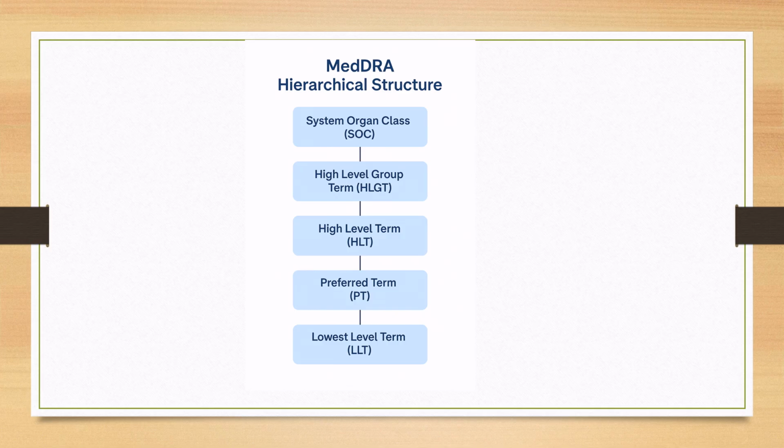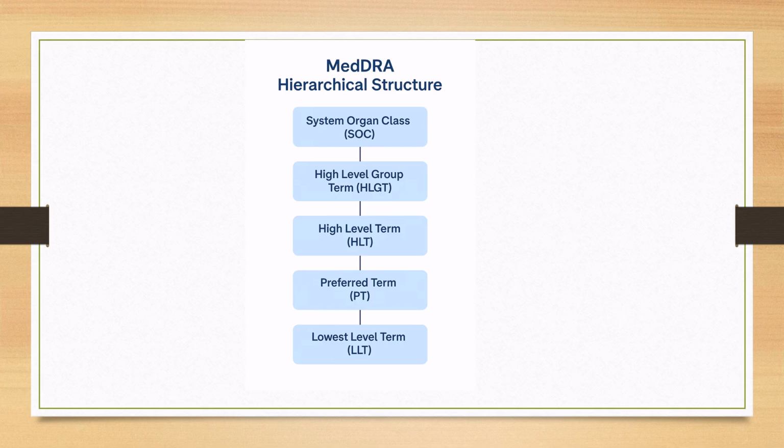Moving on to the third level, which is high level term, also known as HLT. HLTs are groups of PTs that are related by anatomy, pathology, or function. For example, PTs like myocardial infarction, coronary artery thrombosis, and acute coronary syndromes may all be grouped under the HLT coronary artery disorders. The next level is high level group term, which is HLGT.